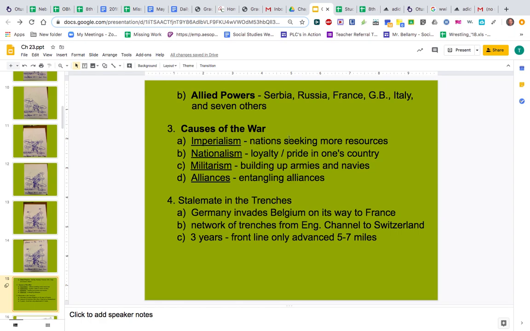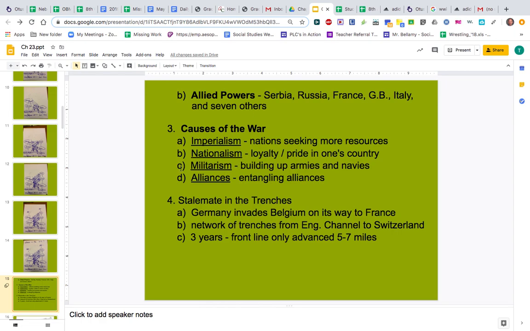Imperialism, that means nations seeking more resources. So if you want more resources, you have to expand and take more territory. Nationalism is just a sense of loyalty to your country. You know, a lot of times people are willing to fight for your country just because you're told so. Fight for America. Okay, what are we fighting for? It doesn't matter. Fight for America.